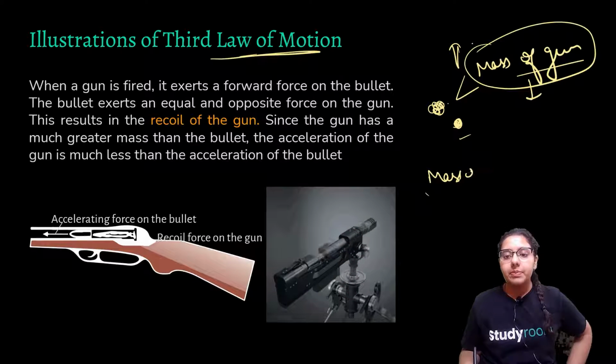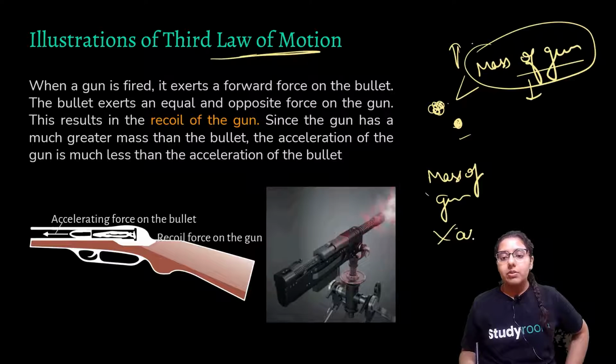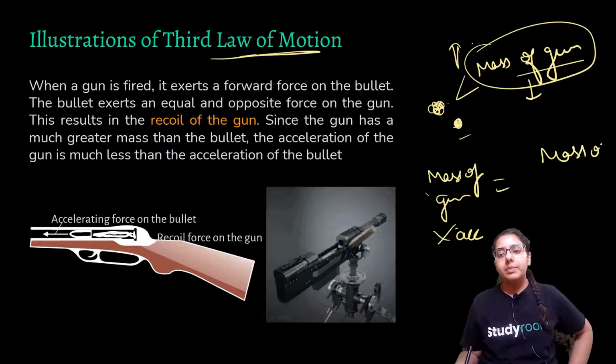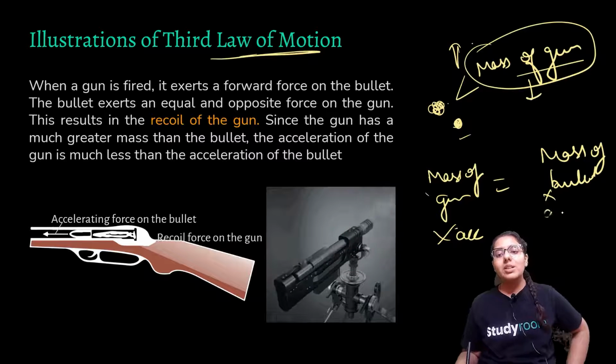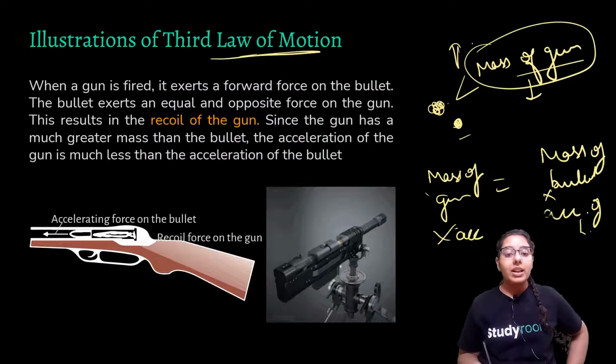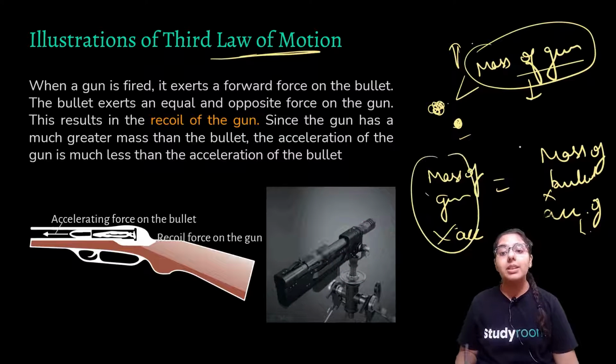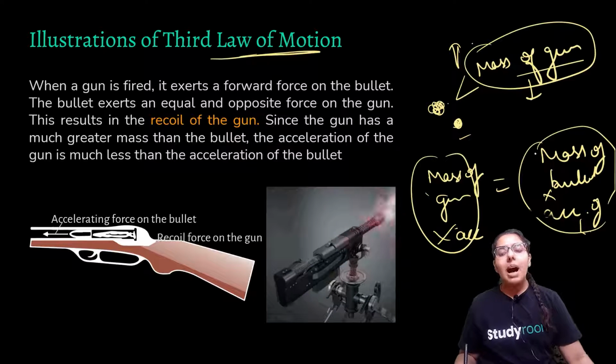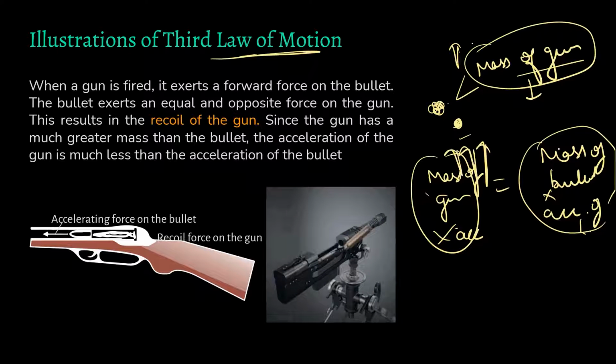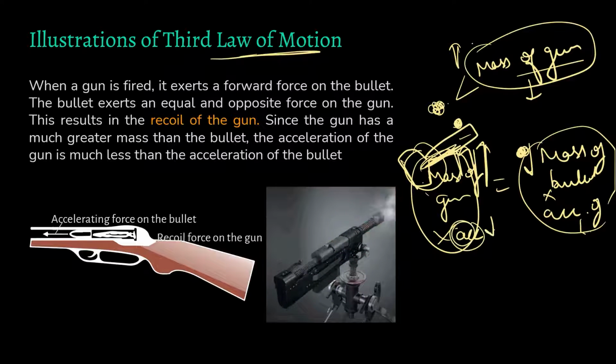So the mass of gun into acceleration of gun should be equal to the mass of bullet into acceleration of bullet. Why so? Because we know that for every action there is an equal and opposite reaction. So this must be equal. But we know that the mass of the gun is much greater than the mass of the bullet. The mass of the bullet is very small as compared to the gun. So this means that the acceleration of the gun has to be low and the acceleration of the bullet has to be very large, right? So that they both can be equal, because for every action there is an equal and opposite reaction.